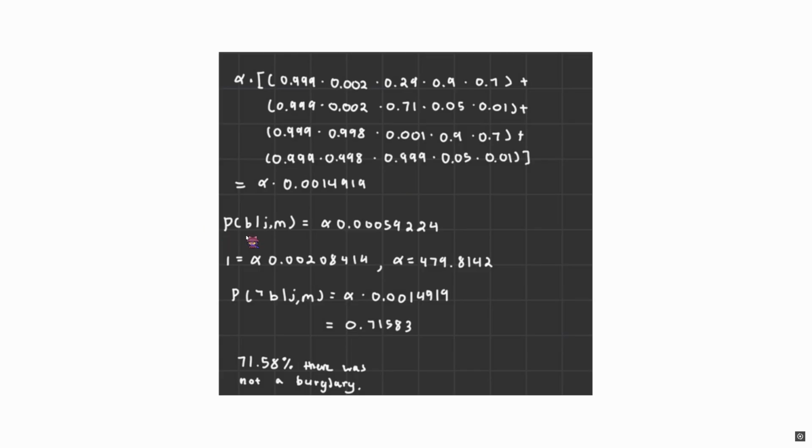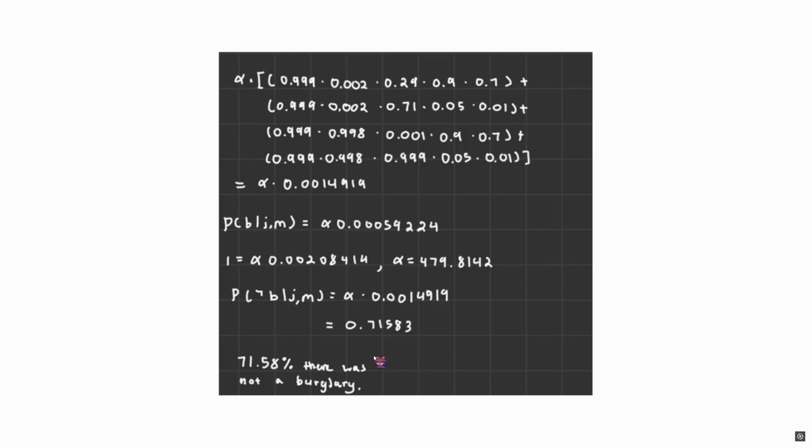So I've already found the probability of a burglary occurring when John and Mary both call, which is alpha times 0.000592224. So by adding both values here, we can find the alpha that we need in order to normalize our probability. So 1 is set equal to alpha times 0.002081414, and if we do 1 divided by 0.002081414, we will get an alpha of 479.8142. Finally, we do alpha times the result, which is 0.71583.